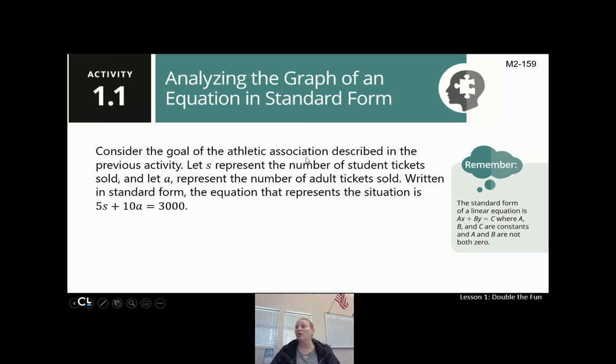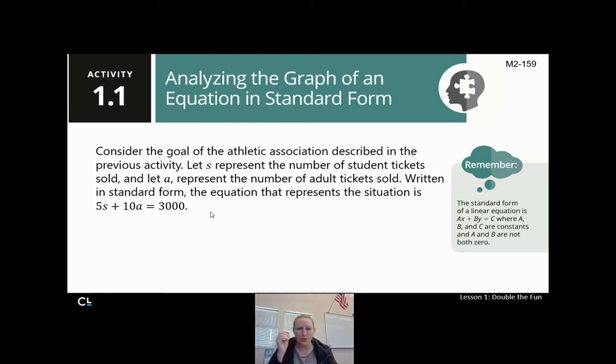Considering that goal of the athletic association that we did in our Getting Started activity, we're going to let S represent the number of student tickets sold, and we're going to let A represent the number of adult tickets sold. Written in standard form, which if you recall is AX plus BY equals C, where they're constants and we don't deal with fractions and there's no zeros, everything's lovely, the equation that represents the situation is 5S plus 10A equals 3,000, because it was $5 for each student ticket, $10 for each adult ticket, and $3,000 overall is what they were trying to make.